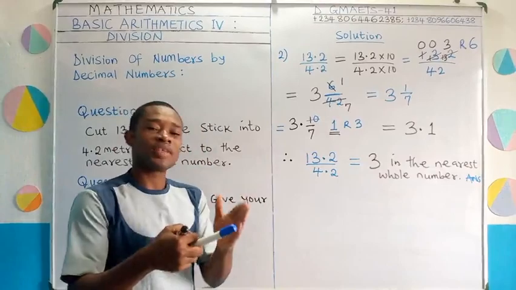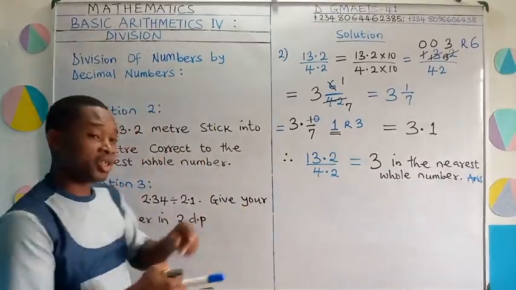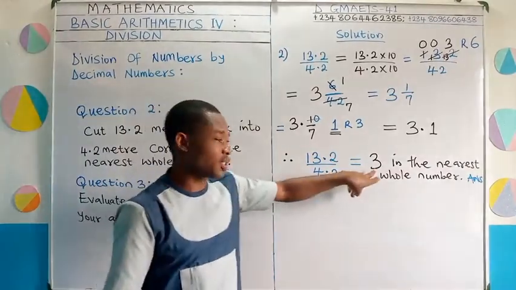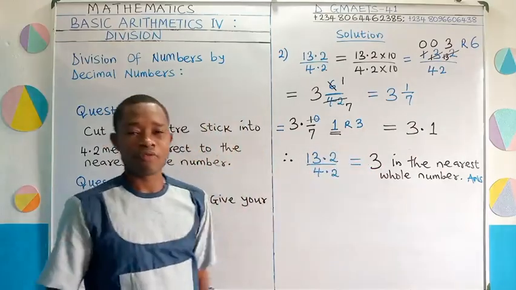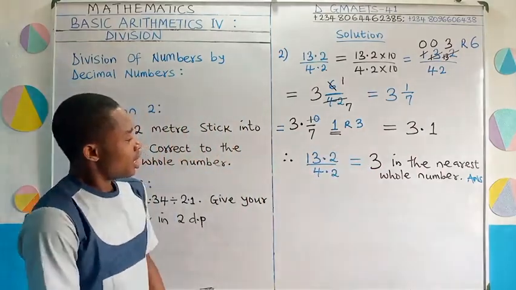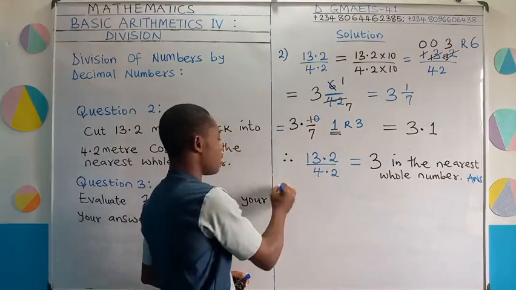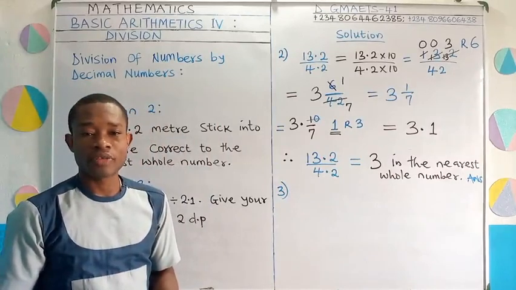As you are cutting the 13.2 meter stick into 4.2 meter lengths, the number of 4.2 meter lengths you are going to get will be 3 whole sticks. There will be a remainder, but that remainder will not be up to 4.2 meters again. It's okay. Again, I've taken my time to explain all you need to know about this question. So let us move on to question number 3, the solution.